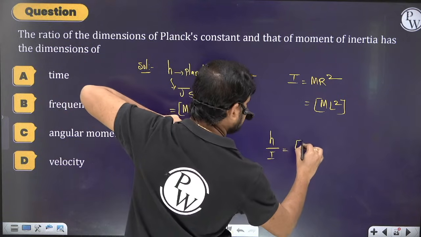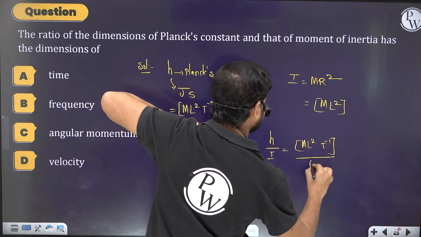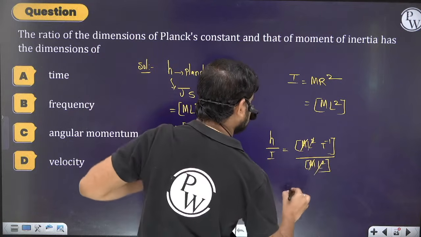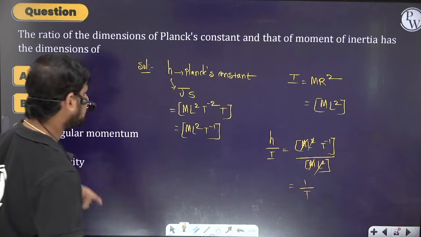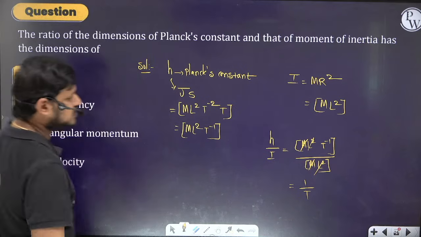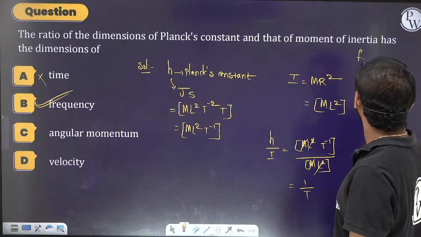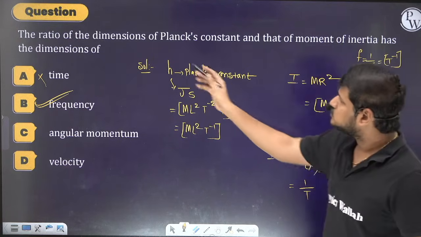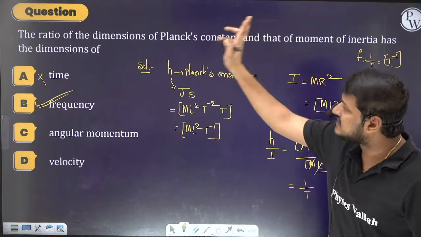So h is M L square T to the power minus 1, divided by M L square here. So M L square cancel, which is nothing but T to the power minus 1. So 1 by time. 1 by time is nothing but the units of frequency. Frequency is equal to 1 by time period, whose dimensions will be T to the power minus 1. Right?